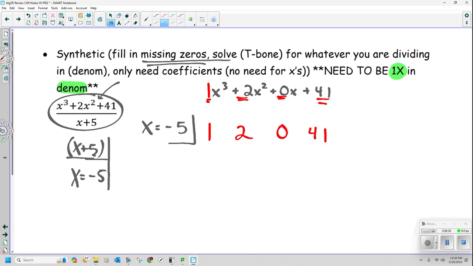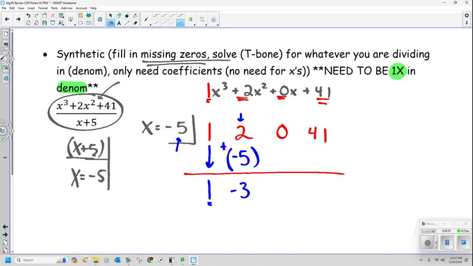Okay, and I draw this line down here with a little bit of space. I always just drop the first term. After that, whatever this bottom term is, I always multiply by the number in the box. 1 times negative 5 is negative 5. That's my next number above the line. Whatever that is will always get added to the top number. Negative 5 and 2 is negative 3.